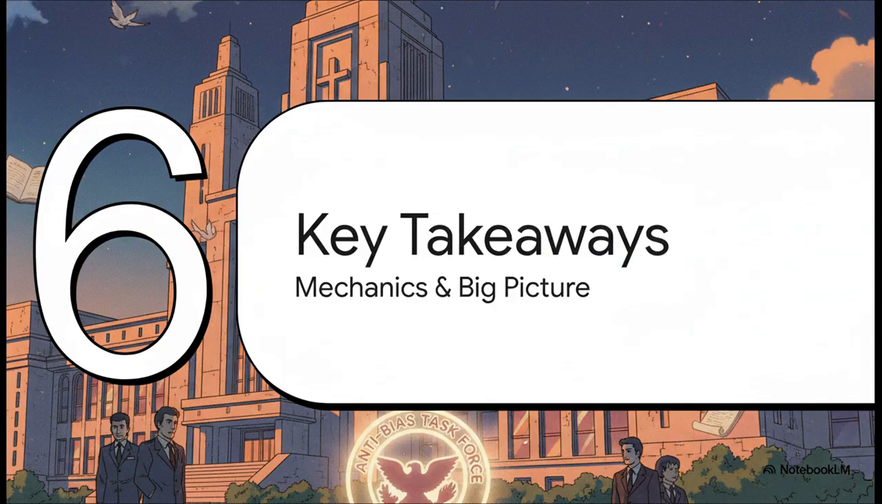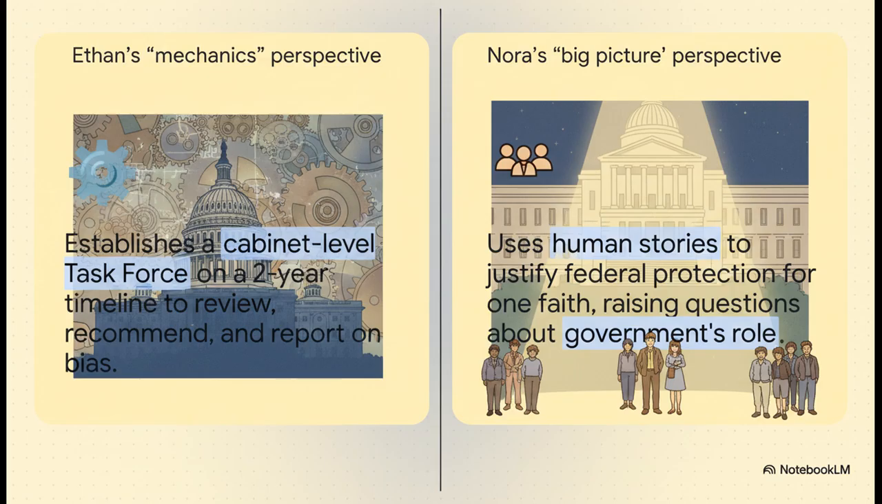Thanks, Ethan. Okay, we have covered a lot of ground, haven't we? We've talked about the legal stuff, the human stories, and the operational details of this new task force. So for our last section, let's just pull back for a second and look at the big picture. What are the key takeaways here? If we're looking at this from my perspective, focusing on the mechanics, it's pretty clear. This order establishes a cabinet-level task force to investigate perceived bias. It's mandated to review, recommend, and report its findings straight to the president, and it's all on a defined 2-year timeline. It really is a classic top-down audit of government policy.